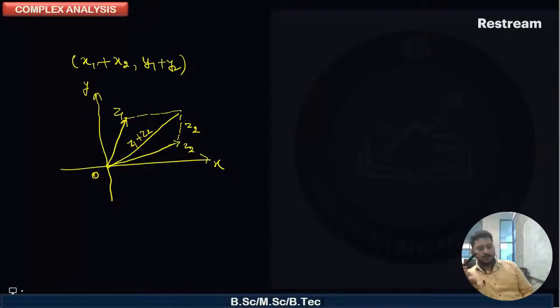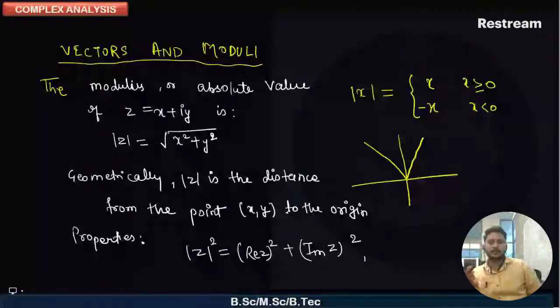In the previous lecture I discussed some of this. Here we use the modulus or absolute value of z, and take its modulus, which is the square root of x square plus y square. Actually, I will represent this symmetrically.